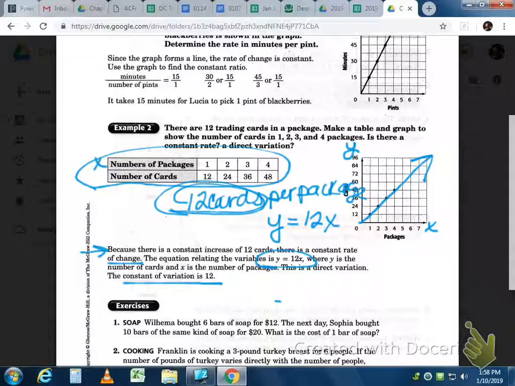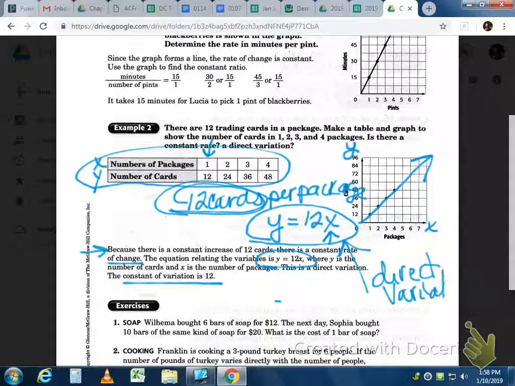Remember when we did x and y and we plugged numbers in for x to get our y? Doesn't that work with every one of these? Yeah. For 1, if I put 1 in there for x, isn't 12 times 1 12? Yeah. If I put 2 in for x? Yeah. Okay, when you figure out what that constant ratio is, you can put it in an equation that looks just like this. And this is called direct variation. That is what you're going to do when you find out if it has direct variation.